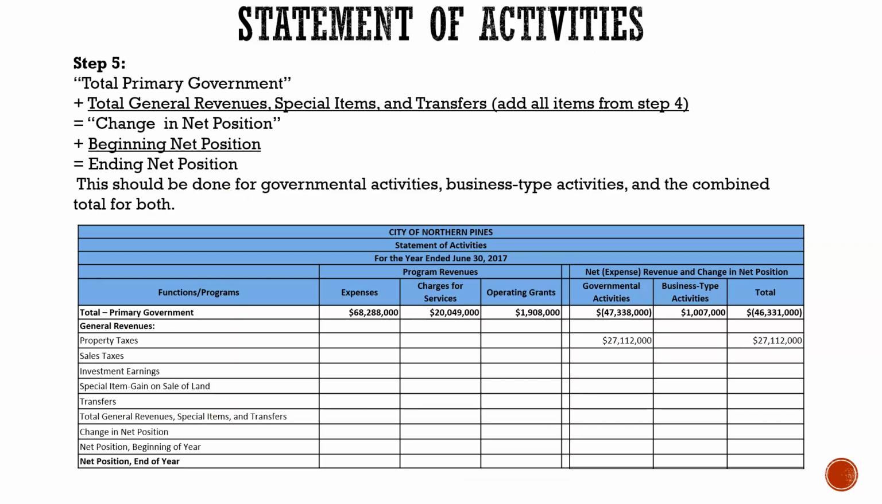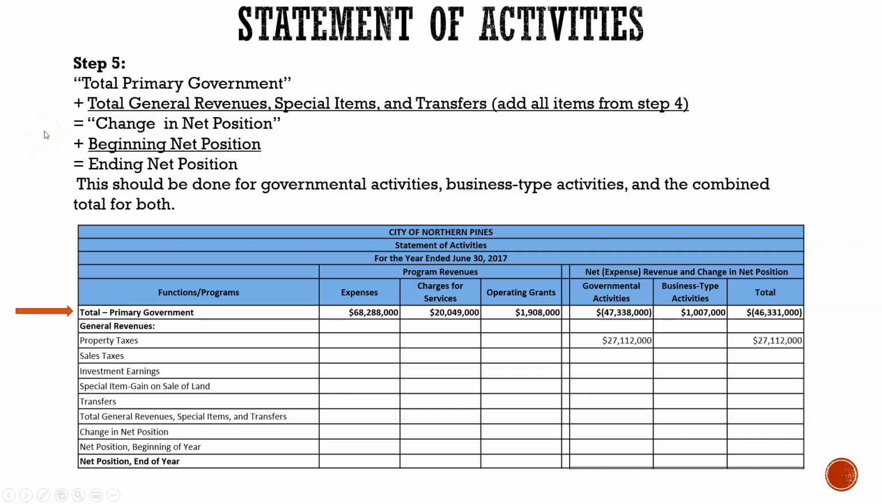So step 5, we're basically going to try and find our net position at the end of the year here. And the way we do that is we start here with total primary government. So you take your total primary government, that was from the top half, right? Those are those ending figures you got from your top half, and you put those in here in your total primary government line.